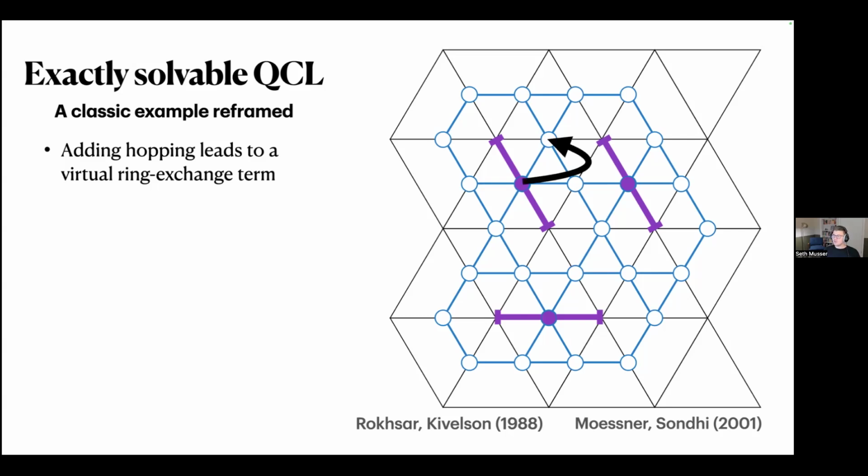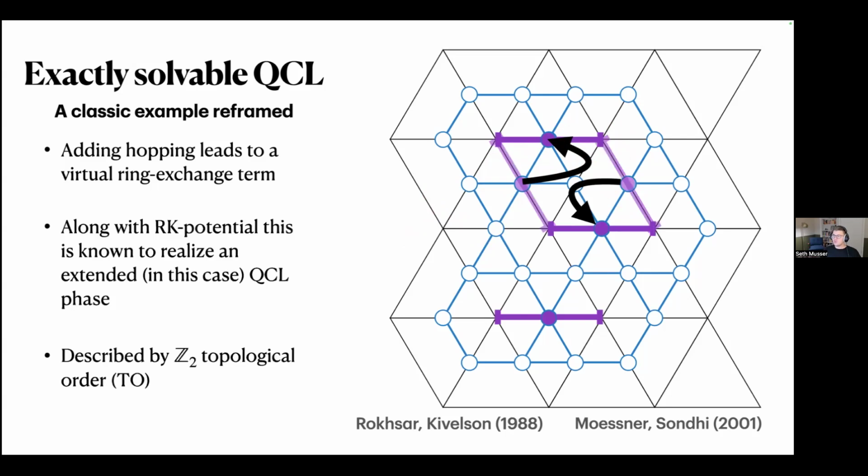So let's say we try to hop a single boson. If we hop that boson, now unfortunately this hexagon has two bosons living on it, and these dimers touch. So we're not allowed to do that. Instead, we need to do a sequence of two hops, which gives us this ring exchange term.